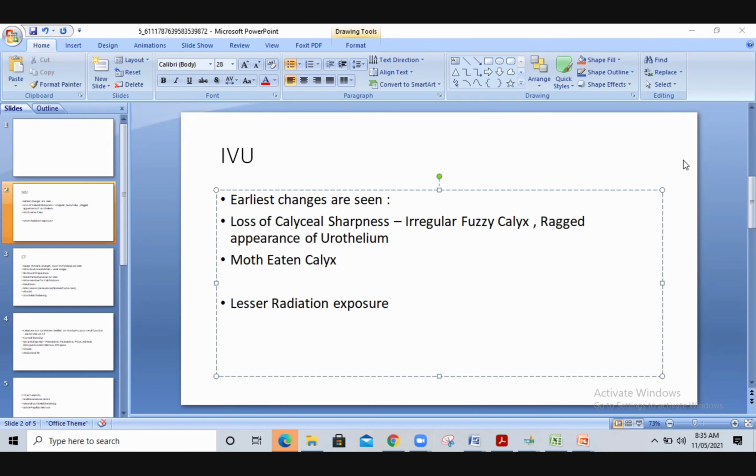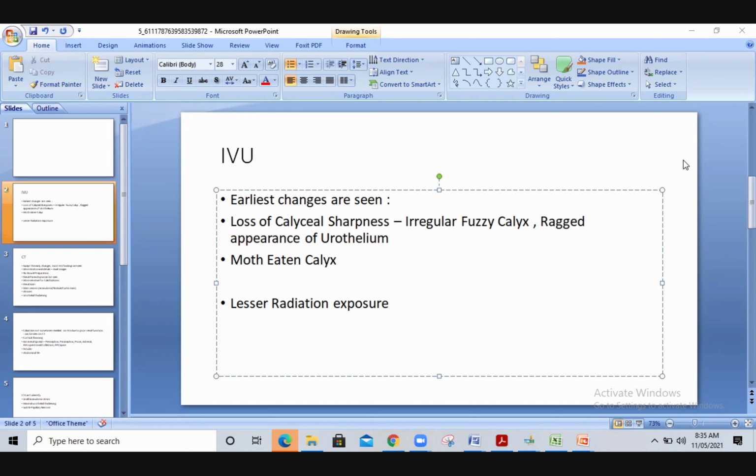Sir, briefly, I'll be talking about the differences between IVU and CT scan in the diagnosis of GU TB. So, starting with IVU, the main benefit is that the earliest changes are seen on IVU as compared to CT scan, which includes loss of calyceal sharpness.